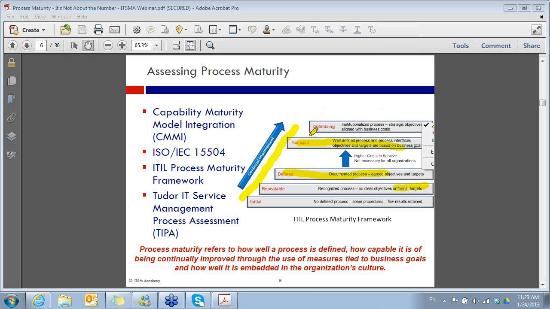And then at this level 5, notice the tense here. It is optimizing, which kind of speaks to the fact that you're never done. It's institutionalized. You've made that culture shift. And most importantly, everything that you do is aligned with the needs of your business and the goals of your organization.